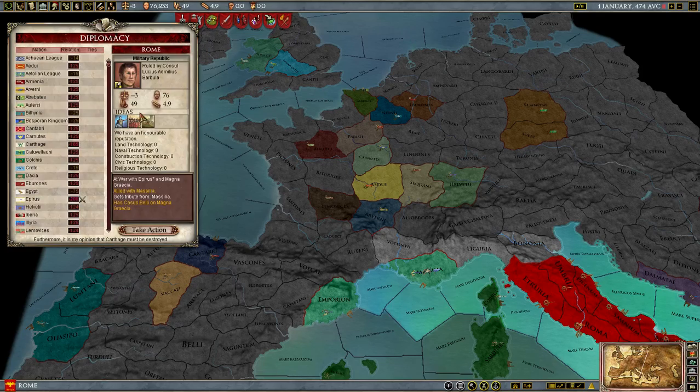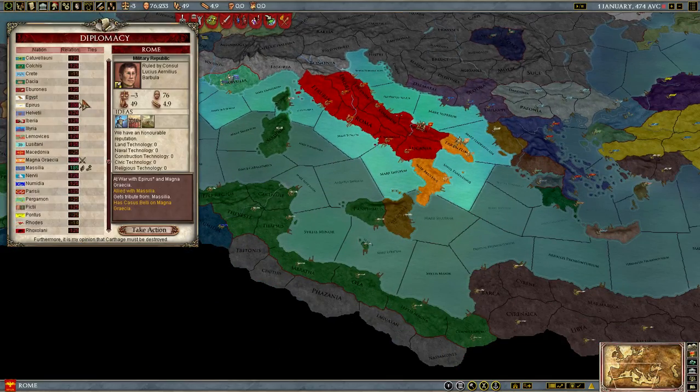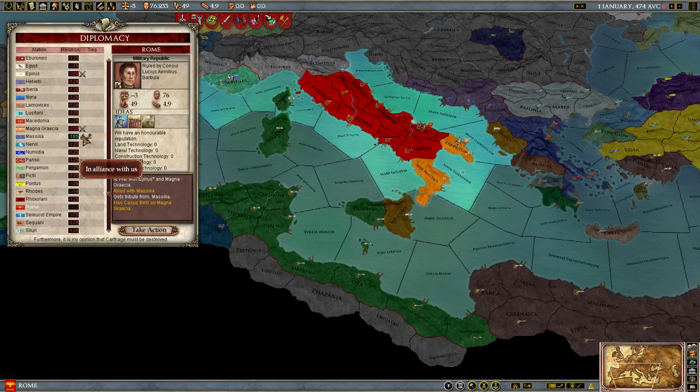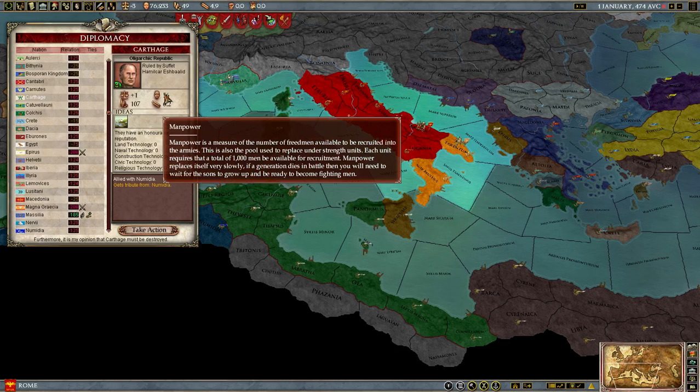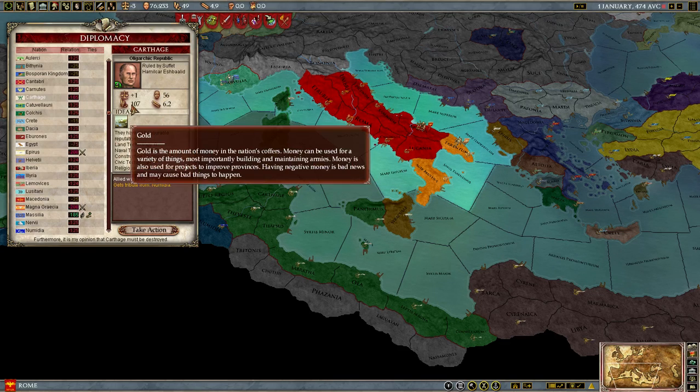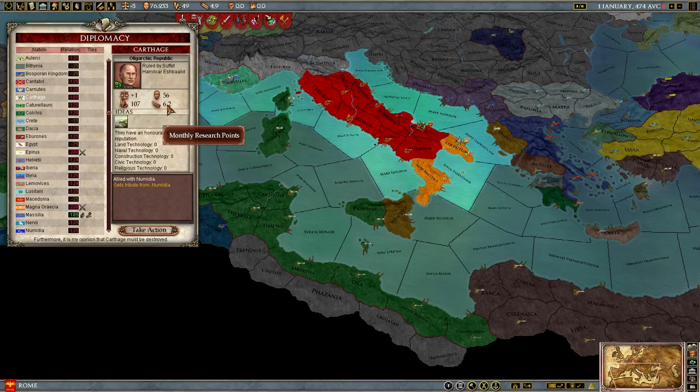Next up, we have diplomacy. Here we show a list of every country, along with any special status symbols next to it, such as at war with us, in alliance with us, paying us tribute. In addition, at any point, you can see the status of a country. Looking at Carthage, they have +1 stability, they have 56 manpower. Oh, this is extremely deceptive, by the way. While this may say 56, it actually means 56,000. For some reason, the 1,000 is not actually written on the screen. Gold. And monthly research point income.